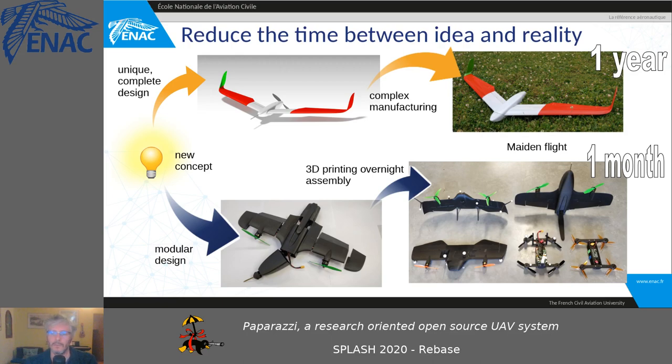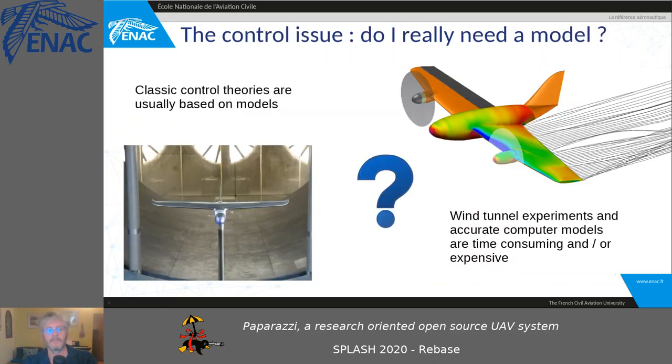Okay, but we now have another kind of problem, because the classic control theories are mostly based on models. And in the case of a fixed-wing aircraft, it means that we would like to have a very accurate aerodynamic model that you can obtain through a very time-consuming and expensive wind tunnel campaign, or you could also do computational fluid dynamics modeling, so all software, but still very time-consuming. But actually, do we really need a model?